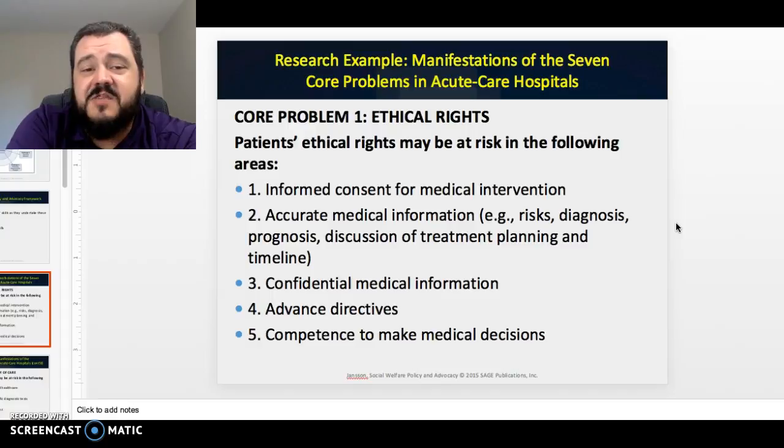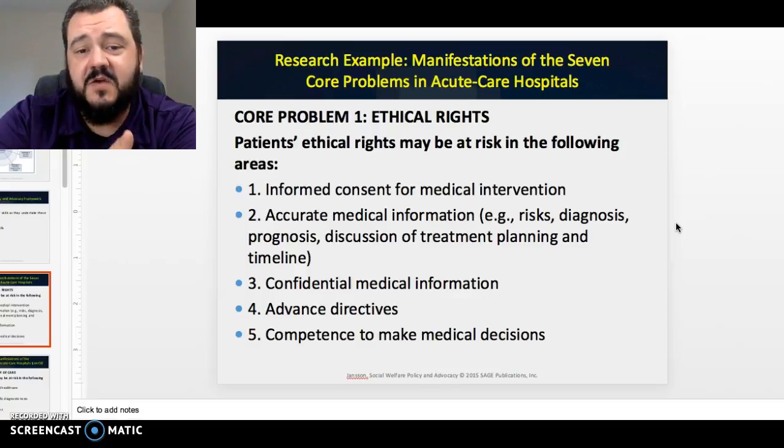So some of the ethical rights that might be at risk for people going into acute care hospitals: one, is there informed consent around medical intervention? Now, the difference between informed consent and signing a form is just that. Certainly, a lot of people go into hospitals and they have to sign medical consent forms. But do they really know what that means? Do they really understand what is going on there? So is informed consent actually being recognized?